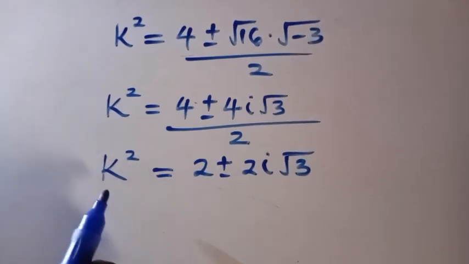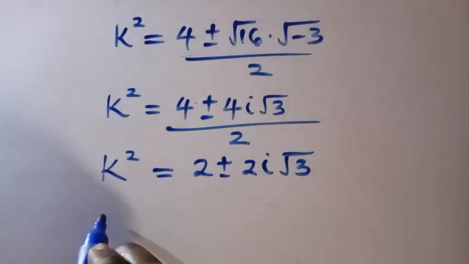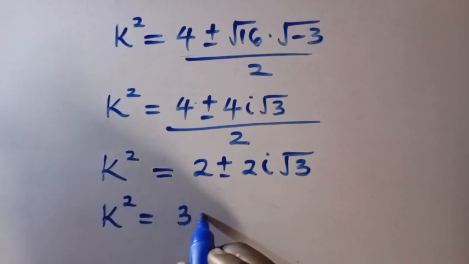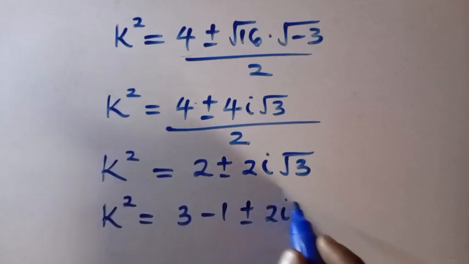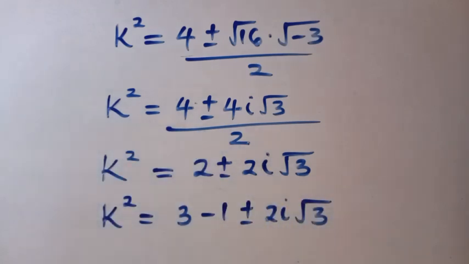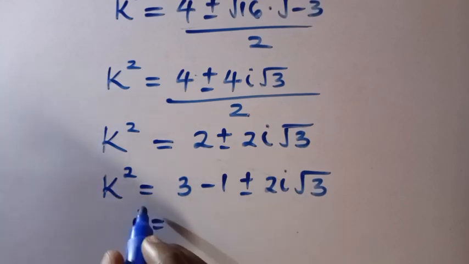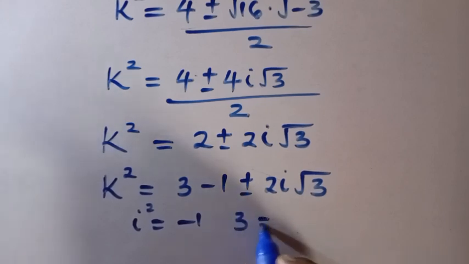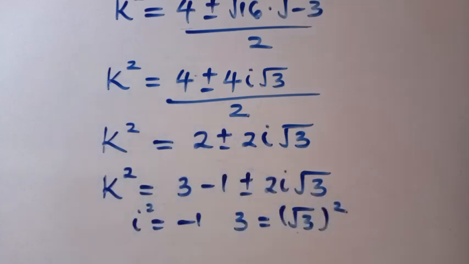So we need to get the value of k here, as we have this as k squared. So what we do here is a little manipulation from this side. Suppose we have k squared equals, if I consider this as 3 minus 1, that is still 2, plus or minus 2i multiplied by square root of 3. And from here, note that i squared equals minus 1. And this 3, we can call it square root of 3 all raised to the power of 2.